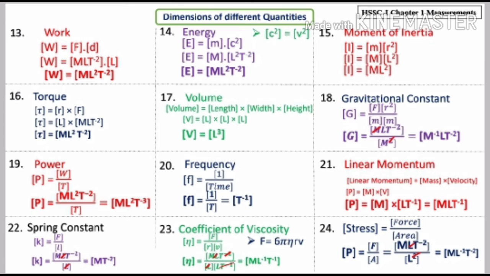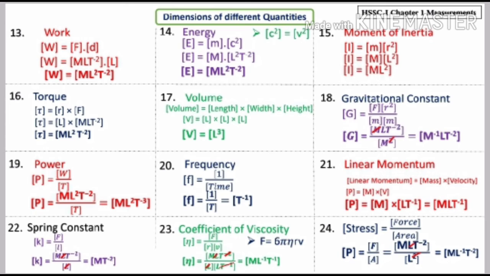Now in dimension number 15 we will talk about moment of inertia. According to moment of inertia, the basic formula is I is equal to m r square. M is the mass of a body and r is the radius. So r dimension is L and r square means L square. So this becomes I is equal to M L square.